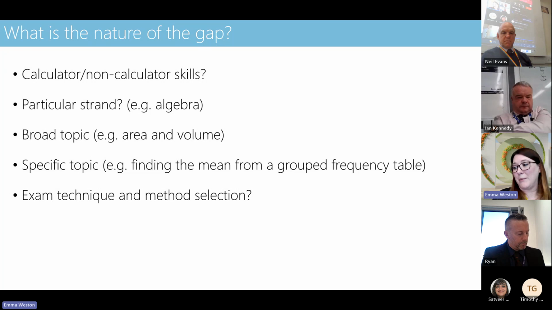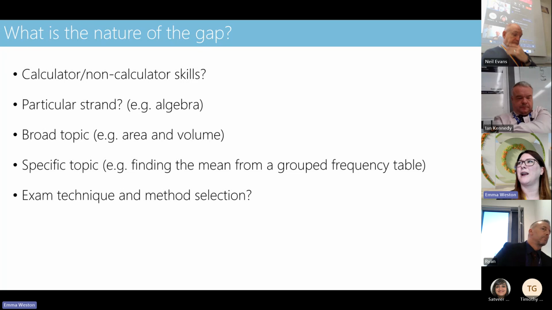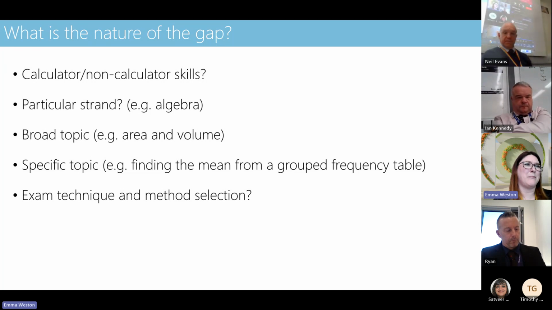Or the nature of the gap could be more to do with exam technique and method selection. So I'm thinking of those pupils where, when they've done an exam paper and you might be returning it to the pupils, they say something like, oh, if I'd realised that question was about Pythagoras, I could have done it. So is it that their maths skills are quite strong, but they're not able to select the right method and unpick what the questions are actually asking for?